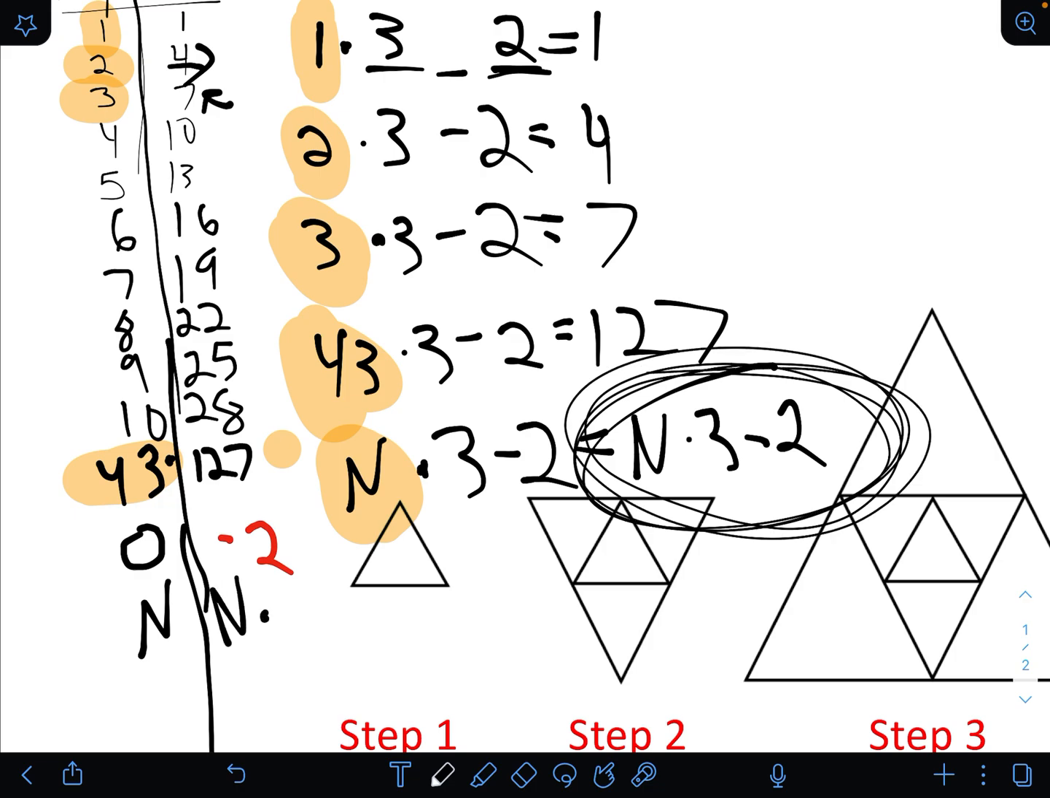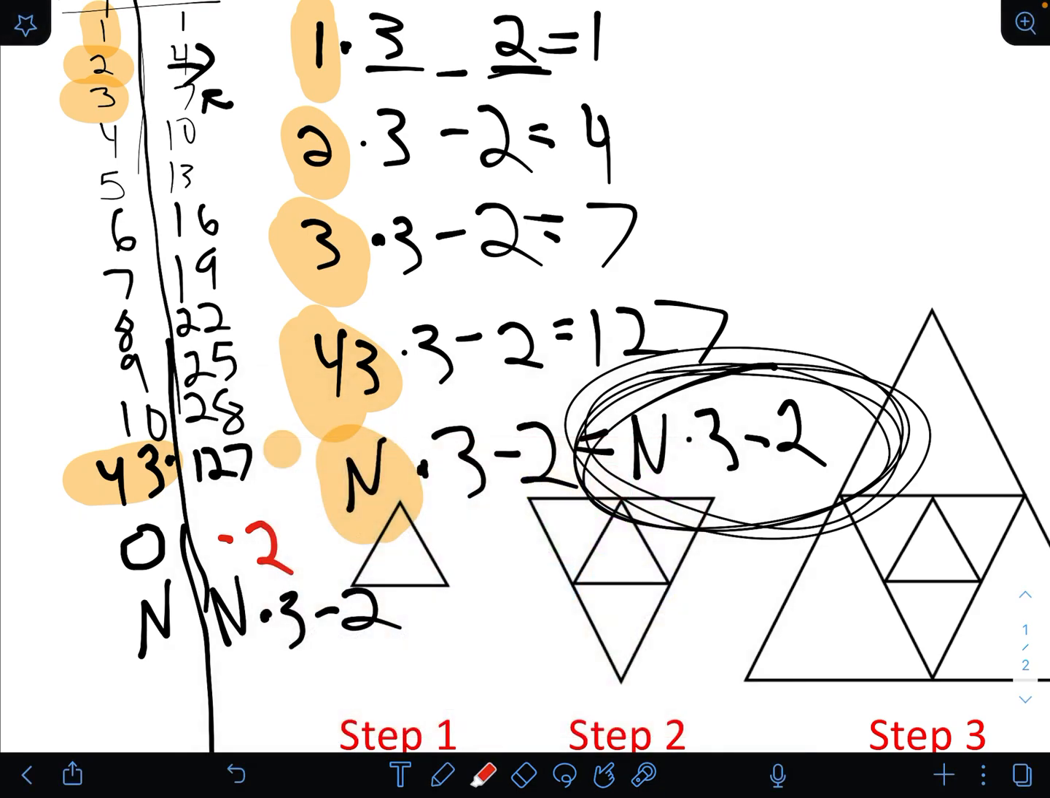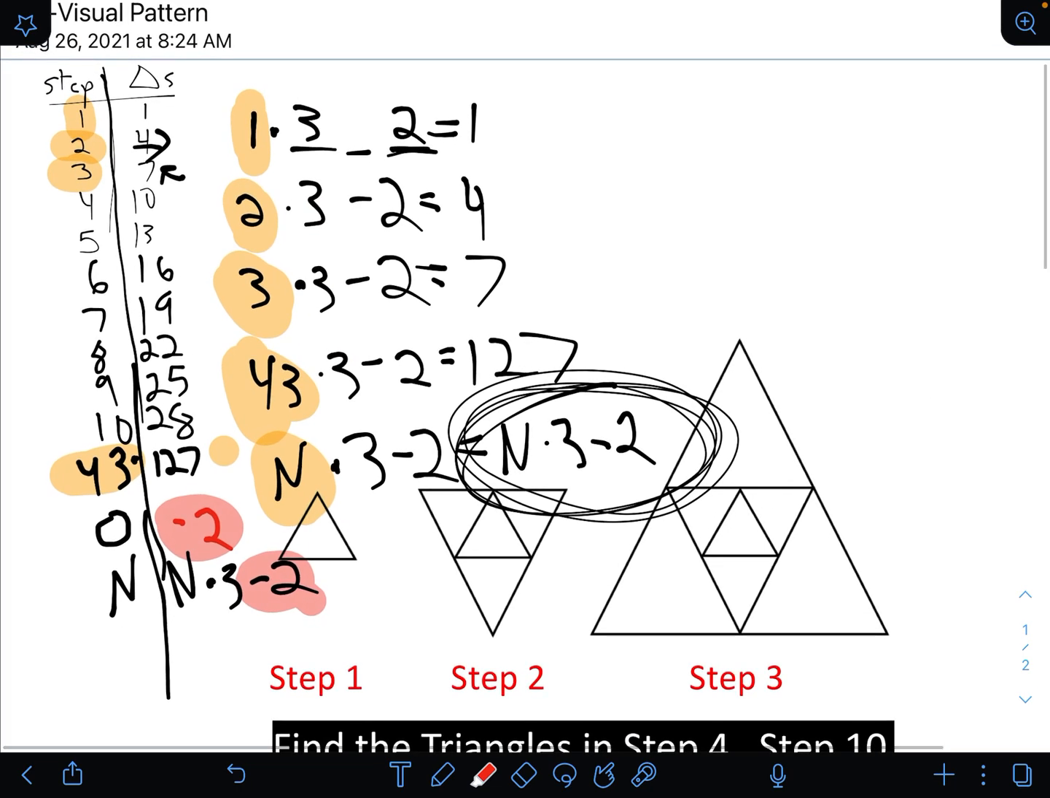Oh, okay. Wait a second. That's weird. The 0th step is minus 2. And there's a minus 2. I wonder if that's linked. I don't know. But anyway, this is how you do it.